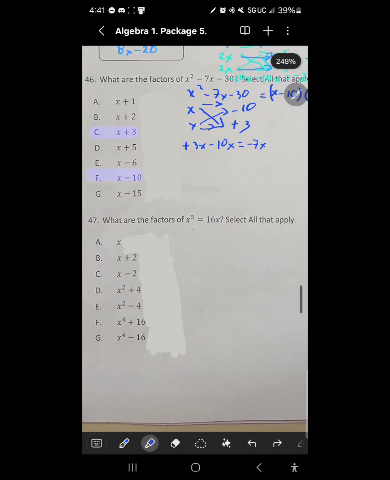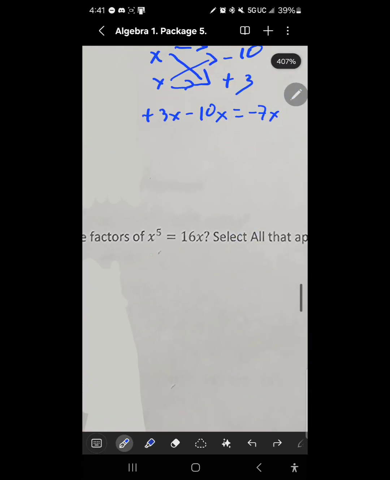Now let's see 47. What are the factors of? Okay, here. As I mentioned before, we need to make it equal 0. So we can subtract 16x on both sides, so this can cancel out here. And then I have x to the 5 minus 16x equals 0. Now we can factor.